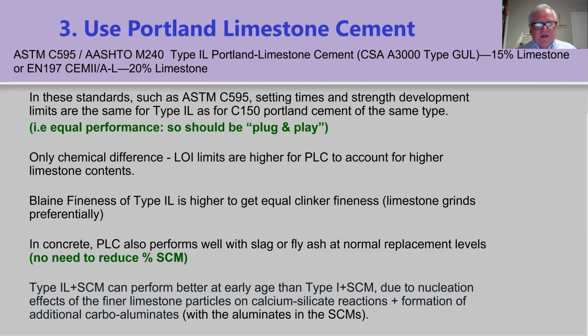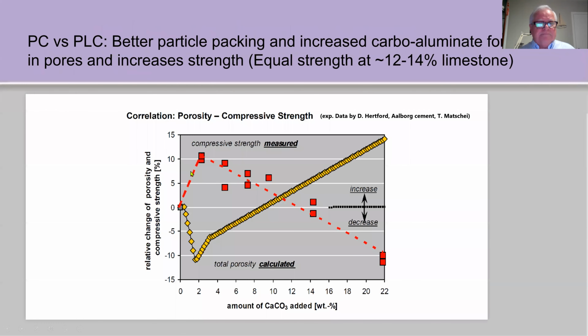And these cements perform really well with slag or fly ash at normal replacement levels, so the ready mix companies don't have to cut back on any SCM levels they're using now. In fact, sometimes they perform much better. We've certainly seen that in Toronto, in the ready mix market.